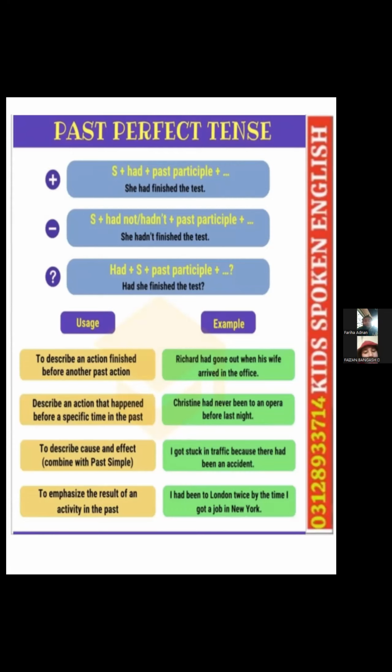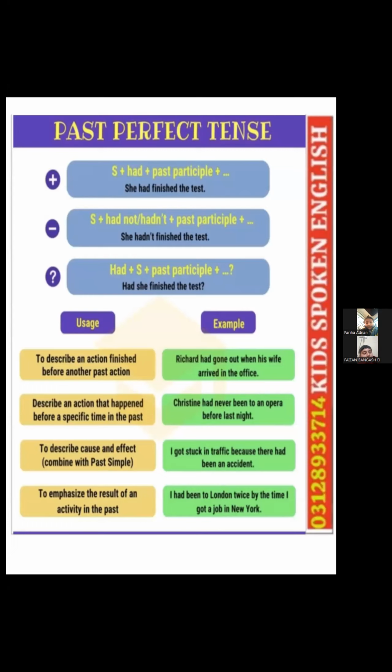Okay. And we use past perfect tense to emphasize the result of an activity in the past. I had been to London twice by the time I got a job in New York. I had been to London twice by the time I got a job in New York. Okay? That means I had gone to London twice before getting a job in New York. Are you getting my point?